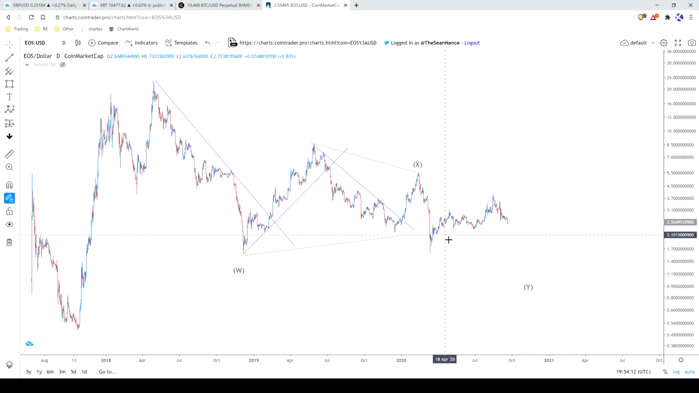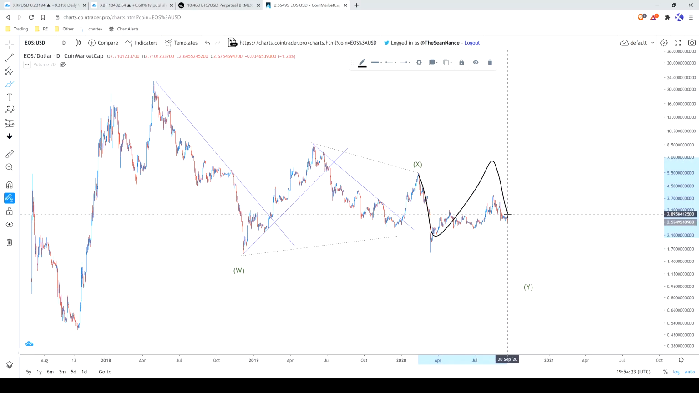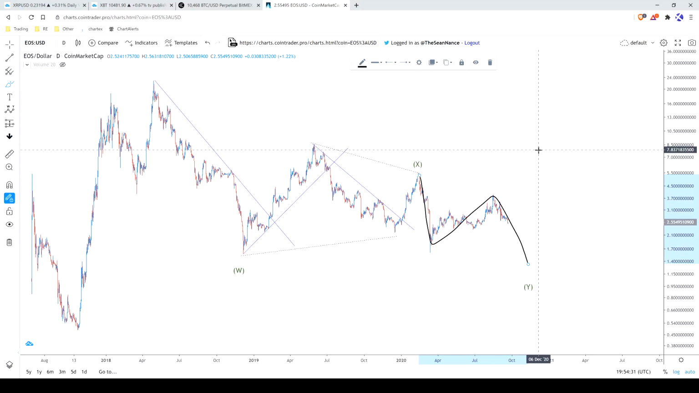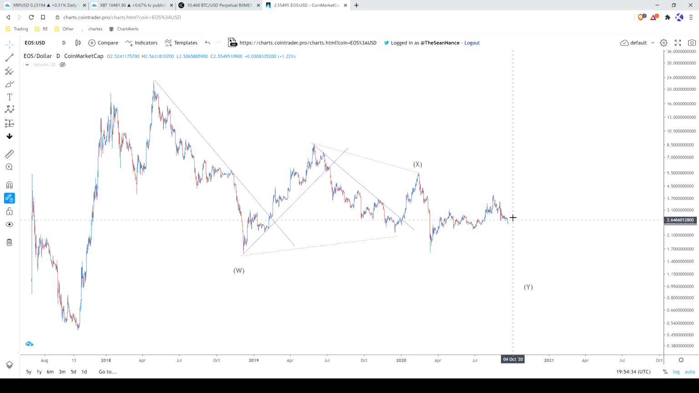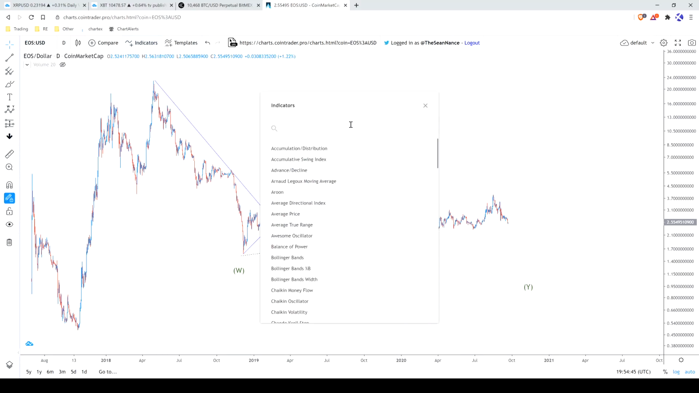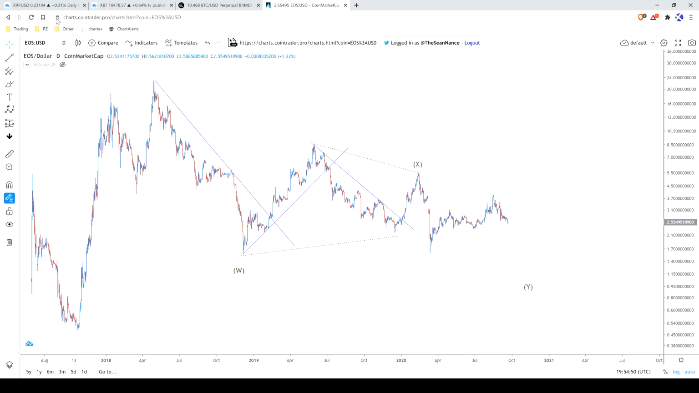But XTZ managed to show higher highs in this move. This is what XTZ did. EOS showed weakness by failing to do that. Very possible we continue down in strong fashion quite soon. Right now, I don't think I can get volume profile on CoinTrader.